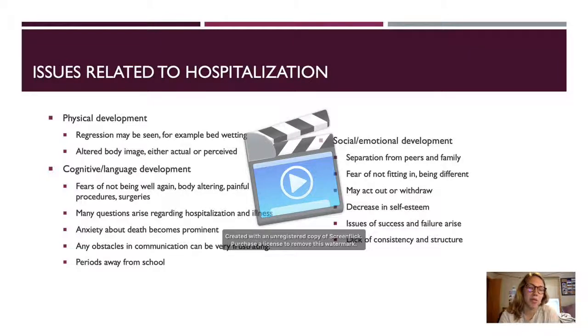So, some issues that could be related to hospitalization. Generally for type 1 diabetes, there isn't a lot of hospitalization involved unless something goes awry, but this is something that really could happen, and in that case, these are some issues that would be related to that for school-age children in this specific developmental stage. For physical development, regression may be seen, for example, bedwetting, whereas they were supposed to be able to monitor and control their own bodies.